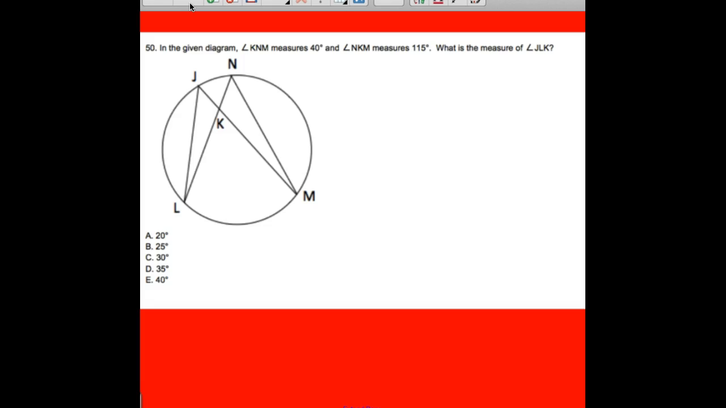We are given KNM. KNM is 40. I'll put that on there. NKM here is 115. I'm going to stop right now and get this one just because I can and I'll probably need it. Inside a triangle, I have 155 degrees already with these two. Removing that from 180 gives me 25 degrees for this one right here.